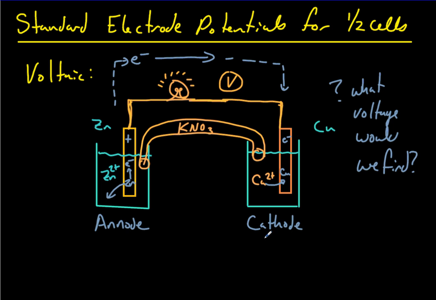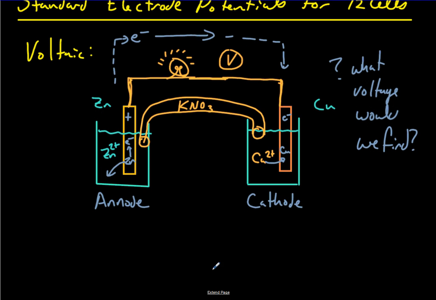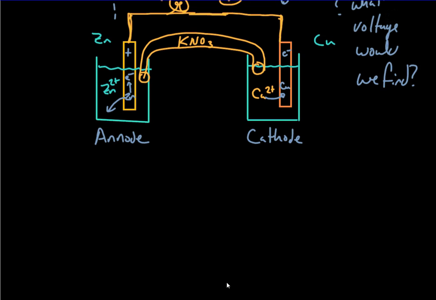And in order to do that, what we're going to do is look at our table of half cell potentials, and we're going to find zinc on here. Yeah, there it is. Okay, zinc is negative 0.76 volts, and copper is 0.34 volts.